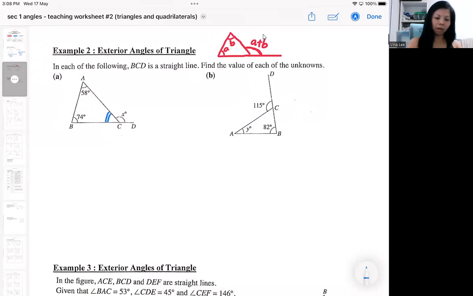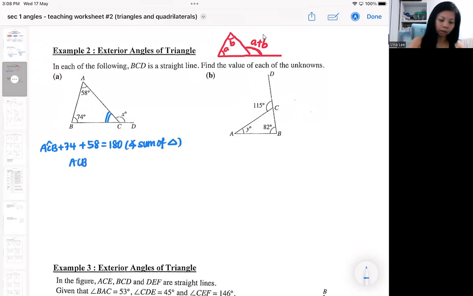This angle is ACB. So ACB and 74 and 58 will be adding up to 180 because of angle sum of triangle. So ACB, okay, you can do your normal algebra to find ACB. You can subtract 74, subtract 58 from both sides. So ACB is actually 48.